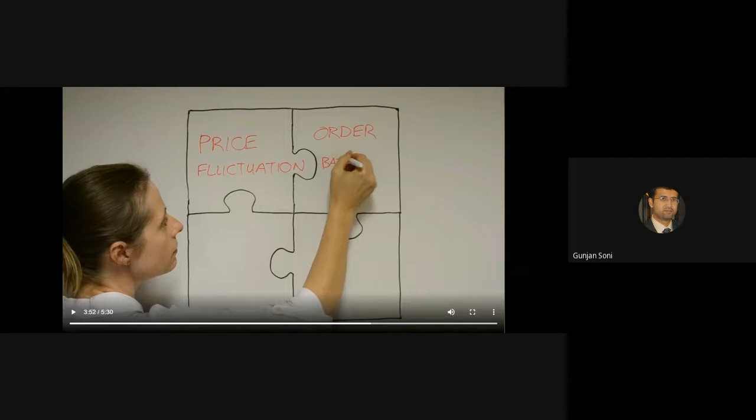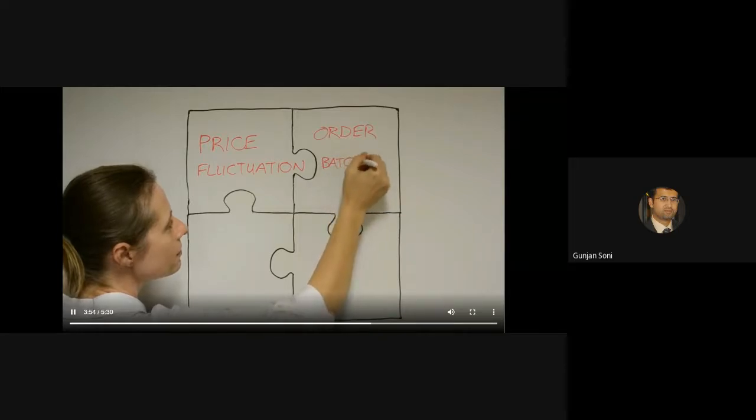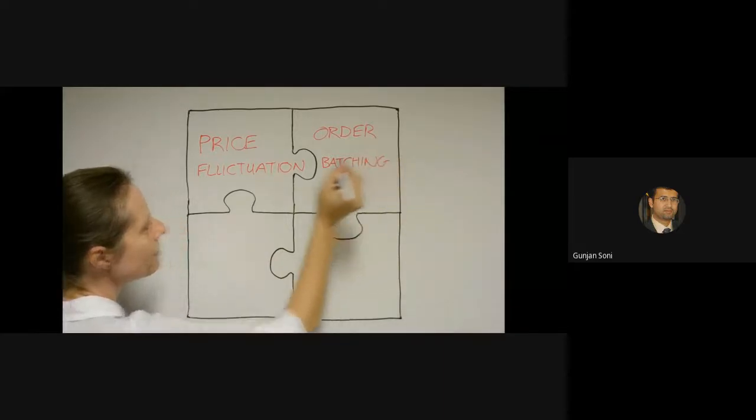You might have seen on Amazon also that you have to place a minimum amount of order, and only then can you purchase certain things. That is called order batching. Now, because of order batching, you tend to overstock, or you tend to over-order more than what is required, to avoid the high transportation costs for less-than-truckload orders.